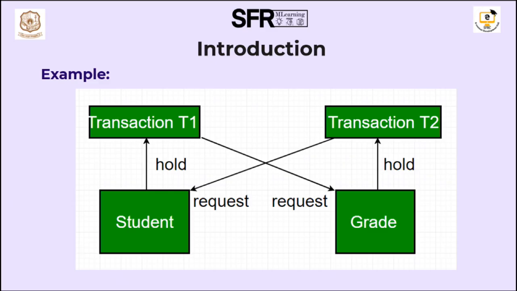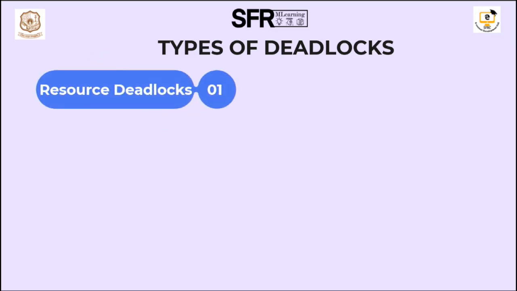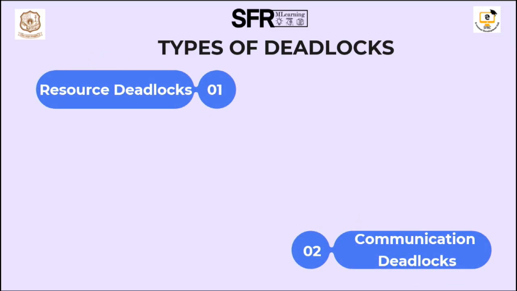Here T1, that is transaction 1, waits for transaction 2 to complete and release the grade database, and transaction 2 waits for transaction 1, that is T1, to release the student database. This results in a deadlock. Next, we are going to see the types of deadlock. There are two types of deadlocks in database management systems: resource deadlock and communication deadlock.